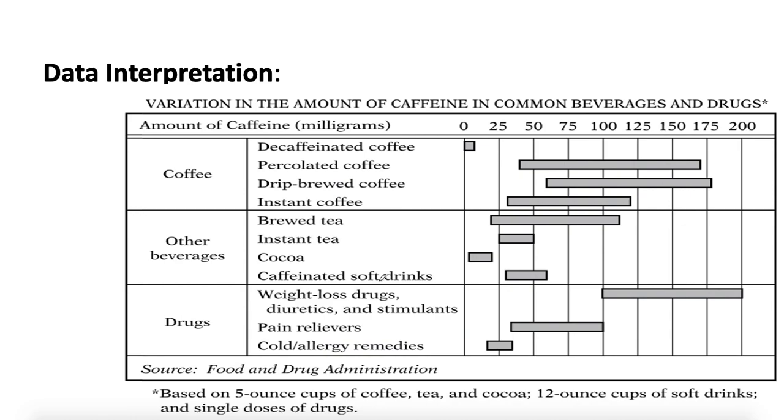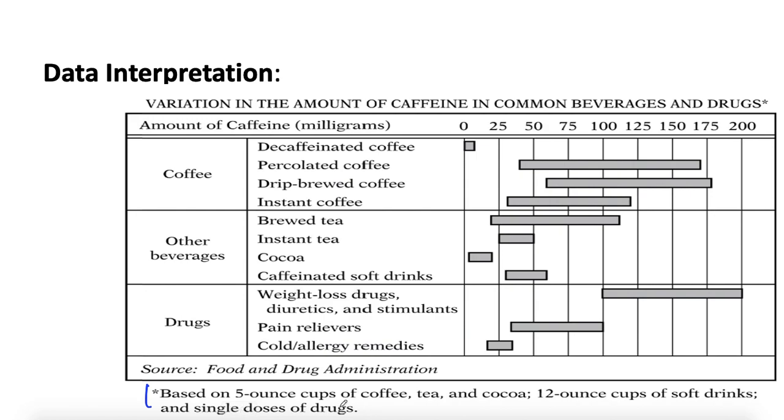Now this is a Gantt chart, a very rare type of data interpretation question, and often very confusing as well. So let's talk about this. This shows the variation in the amount of caffeine in common beverages and drugs. We have three categories, which are further divided into some subcategories.